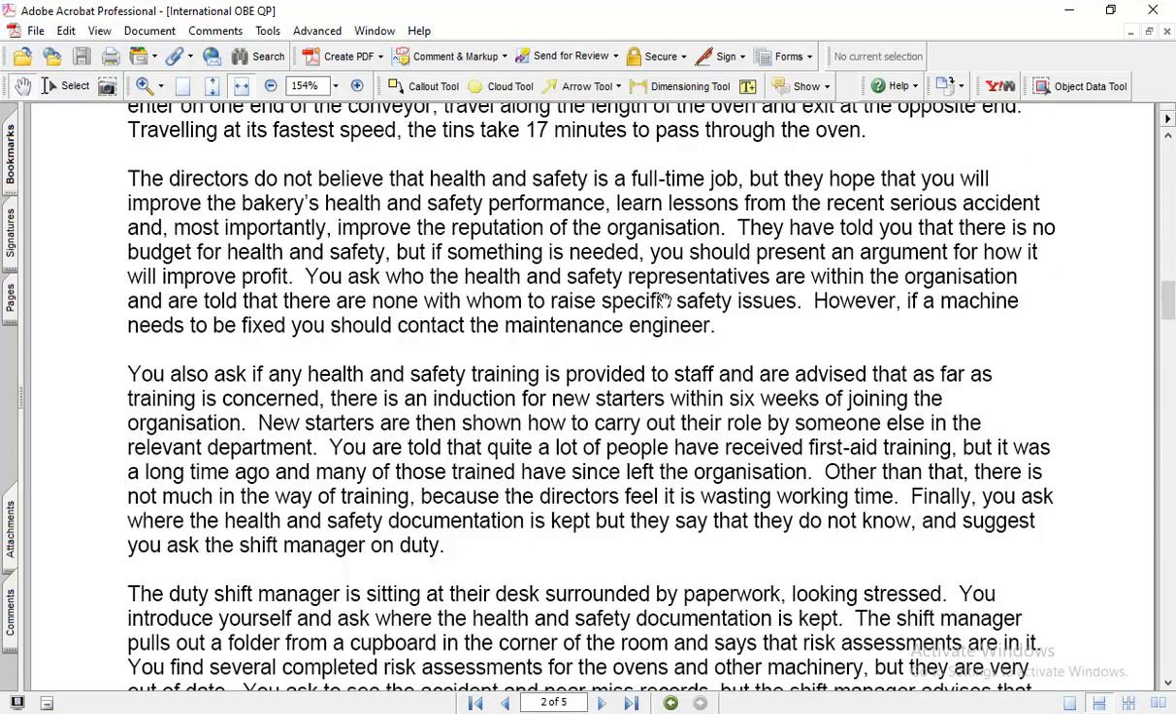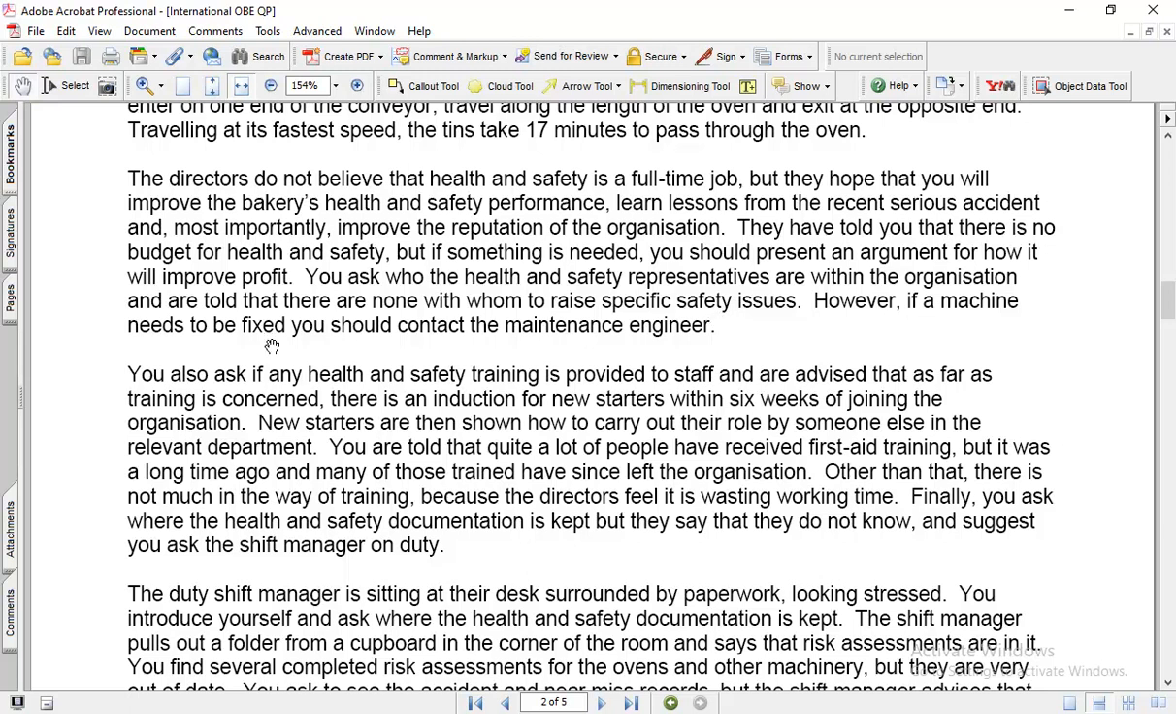You ask who the health and safety representatives are within the organization and are told there are none with whom to raise specific safety issues. Third indicator for health and safety culture, the absence of safety representative in the workplace to whom they can raise the health and safety issues.